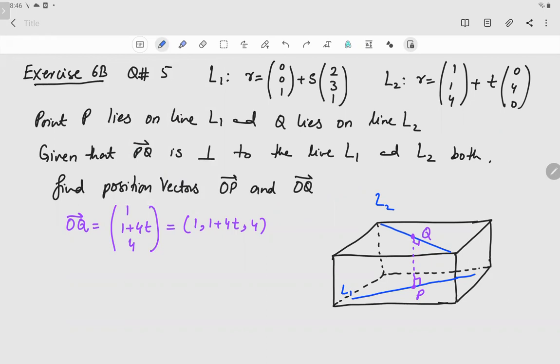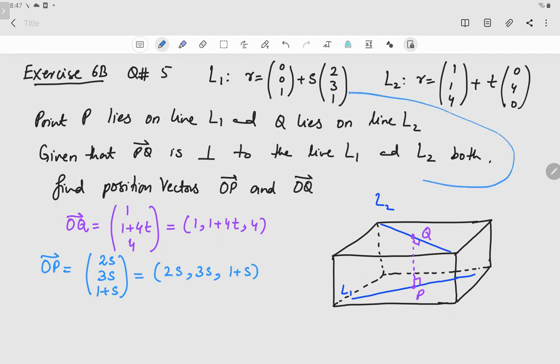Now comes the OP. What is OP? OP is a vector. P is a point which lies on the line L1, and OP is equal to (2s, 3s, 1 plus s). This information has been derived from the equation that is written on the top.